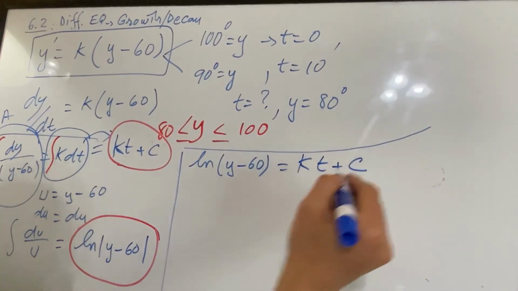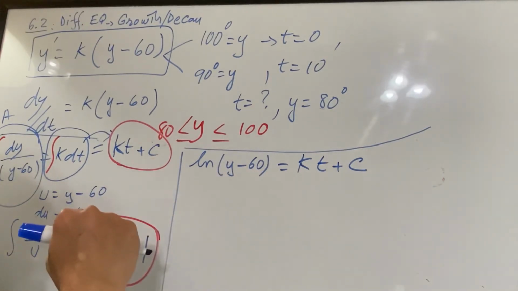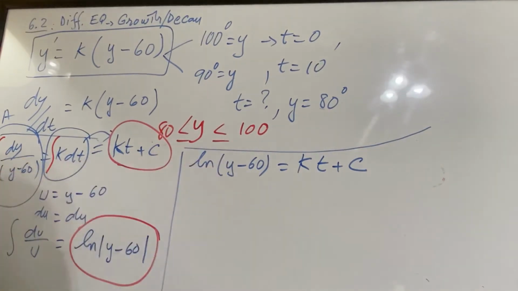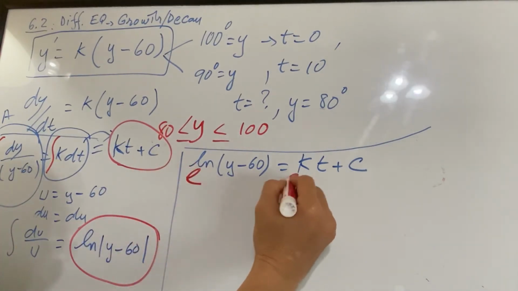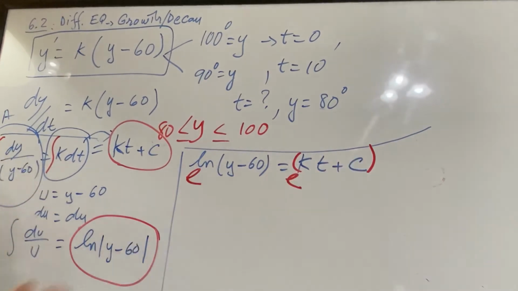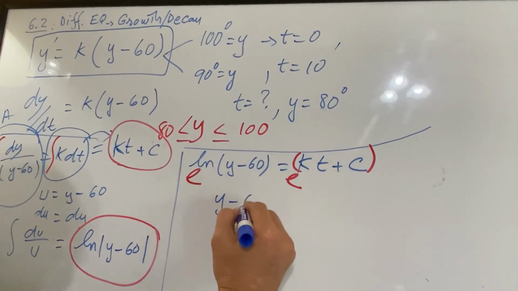Kt plus c. Okay, anyone sees that? Now I'm solving for t. I want to take this off the ln. What do we do? Take e on both sides. There we go. You guys see that? Take e on both sides, so you now have y minus 60.